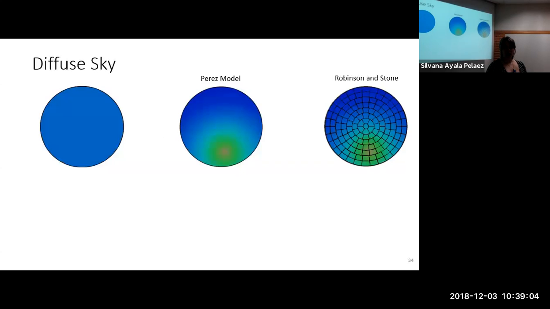So, yes? When you're talking about your model for diffuse sky, are you looking at the spectral composition of sunlight across the hemisphere, or are you looking just at total irradiance if you integrate the entire spectrum? So which one are you talking about? Right now, I'm just talking about total irradiance. On the enhancements, I am going to present how I modified it to do this spectra.